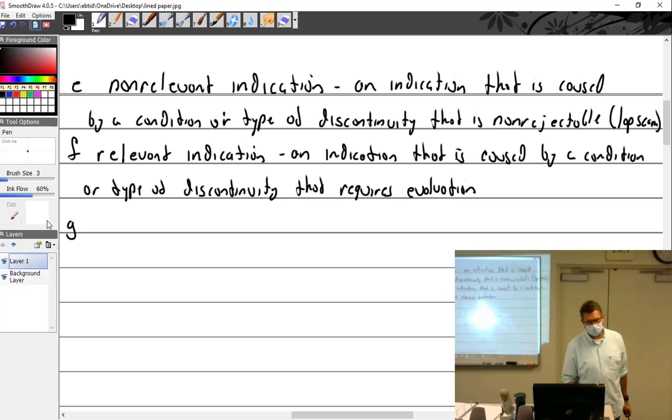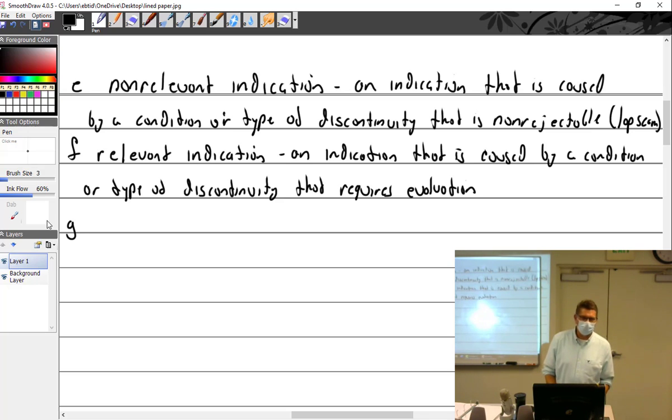Okay, a good example. When you're doing a crankshaft, there are bushings that go through the flange, and they're pressed in. And you're always going to get an indication around where they're pressed in because there is a discontinuity. The metal is not continuous. So you will get an indication. So that would be deemed a non-relevant indication.